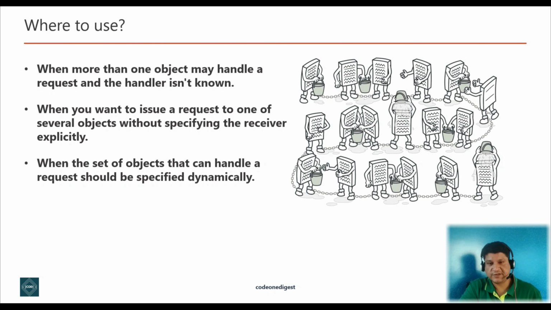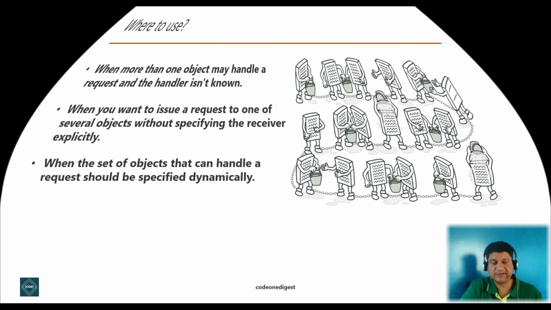So the first question that strikes our mind is, where to use this design pattern? Whenever you have more than one object handling a request and the handler is not known, you can use the chain of responsibility design pattern. When you want to issue a request to one of several objects without specifying the receiver explicitly, you can use it. When the set of objects that can handle a request should be specified dynamically, you can use the chain of responsibility design pattern.